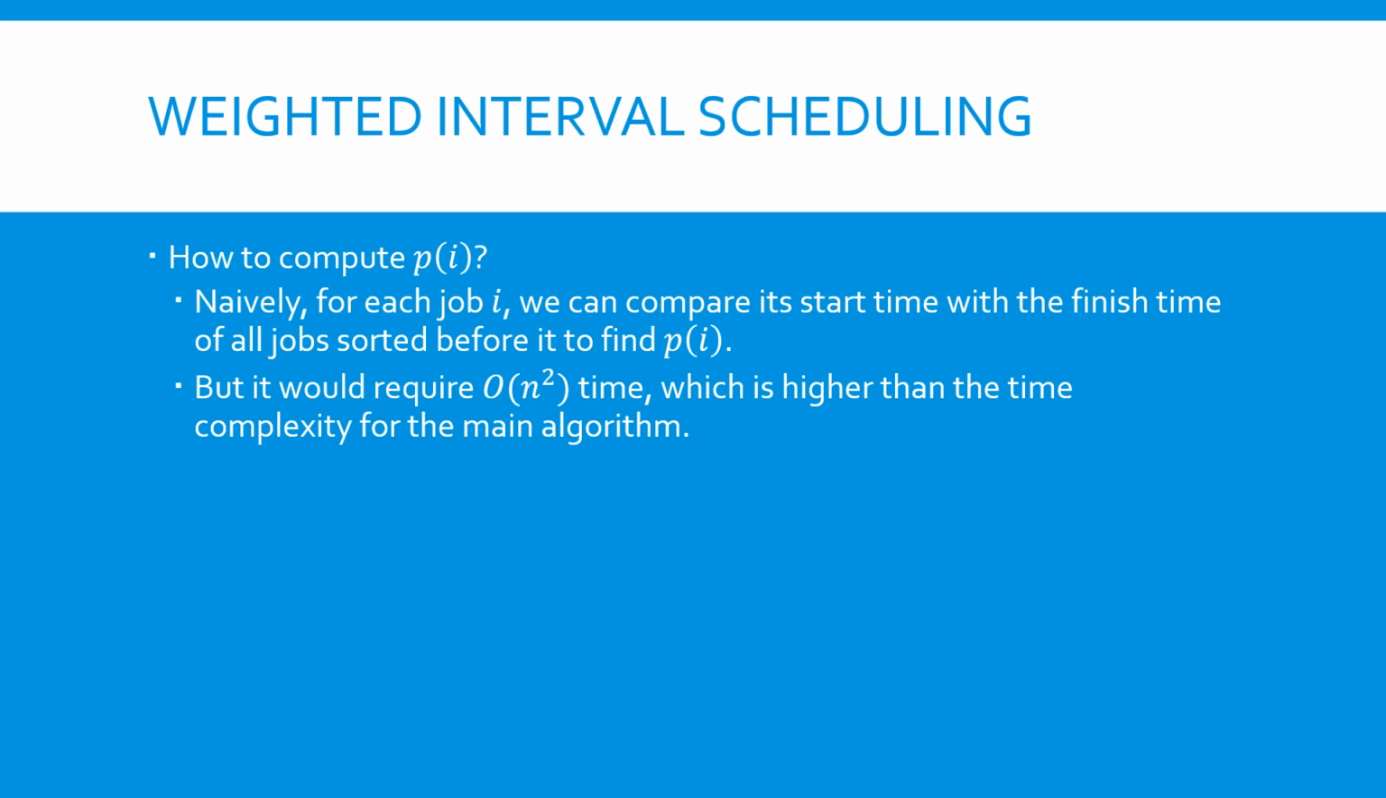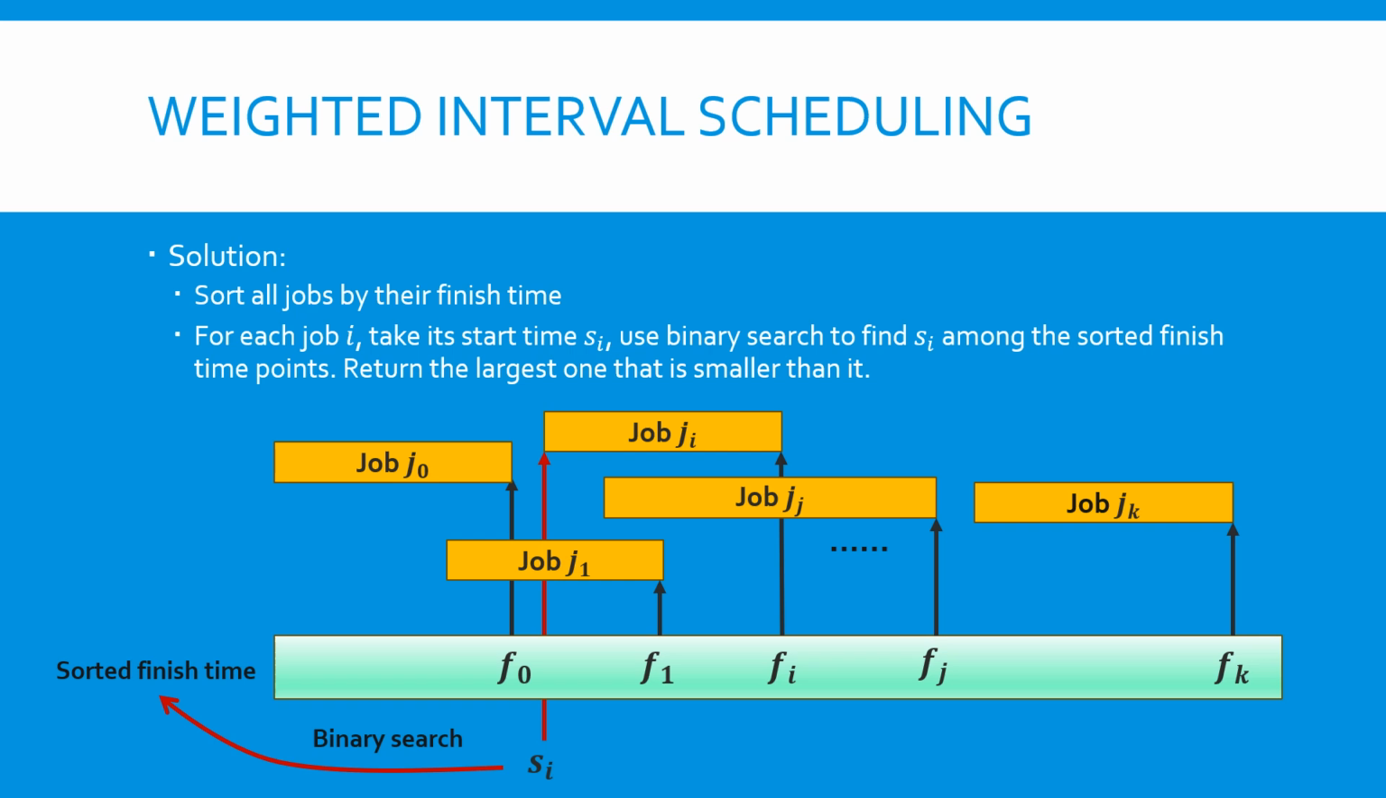Let's first address how to find Pi, which corresponds to the job with the latest finish time before Si. A straightforward approach would be to compare the finish time of all jobs with the start time Si to find Pi. However, since the comparison will need to be done for each job, the overall time complexity would be O(n squared). A more efficient solution leverages the fact that the jobs are already sorted by their finish time. The sorted finish time allows us to perform a binary search of Si to find Pi.